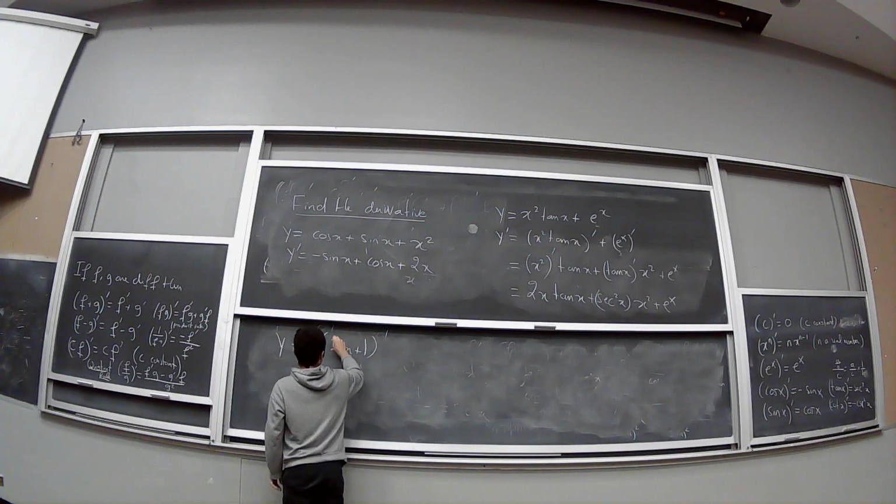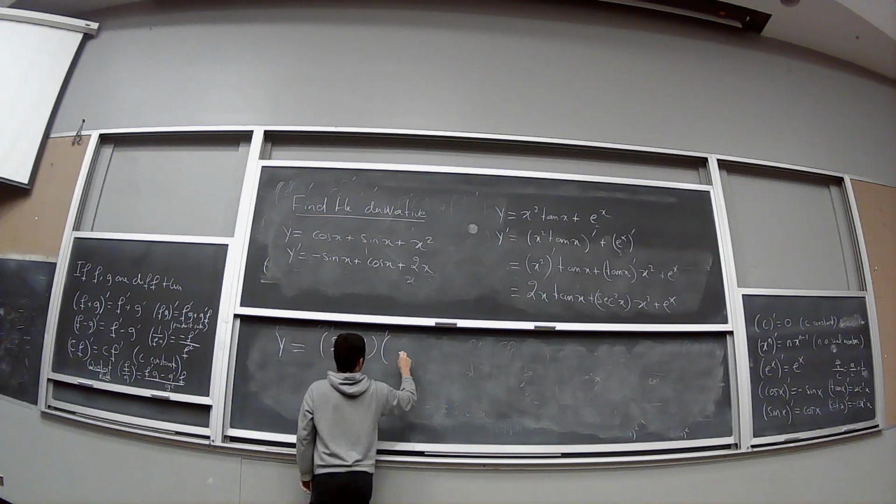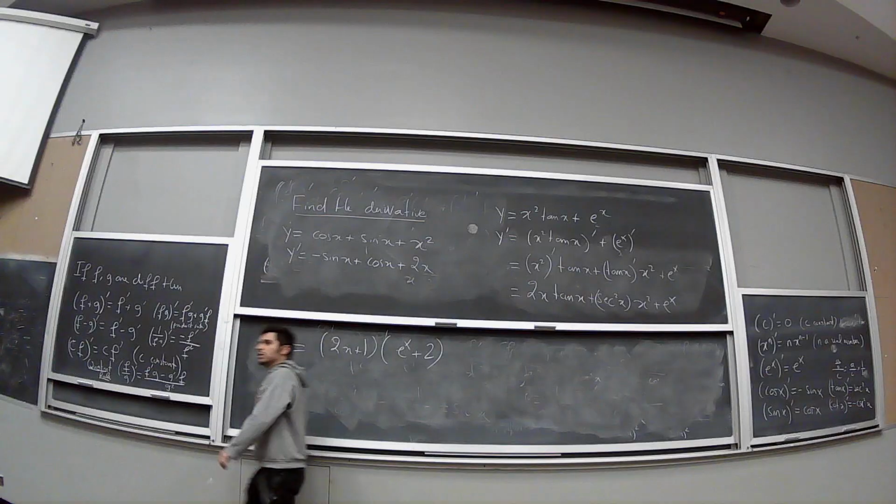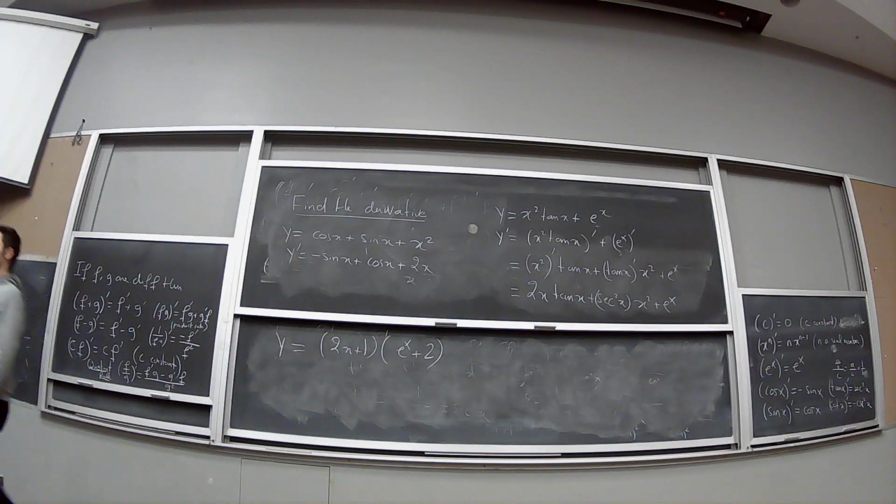Y is 2x plus 1 times e to the x plus 2. Yeah? Yeah. Exactly. But here in that case, it's going to be a bit different. But sure, yeah.